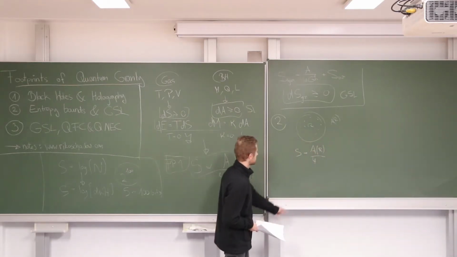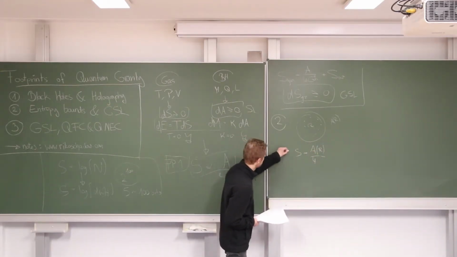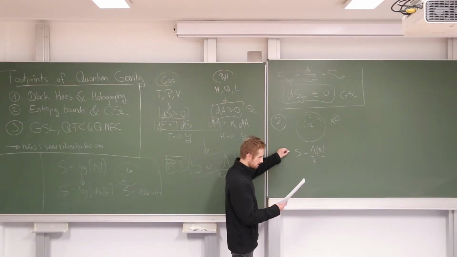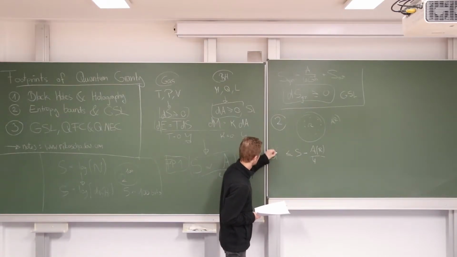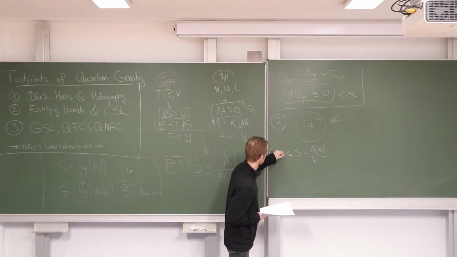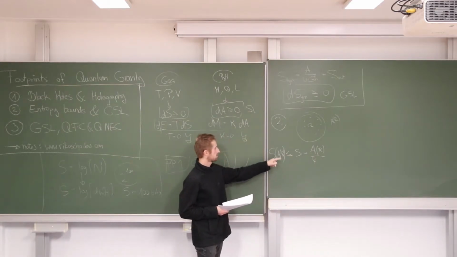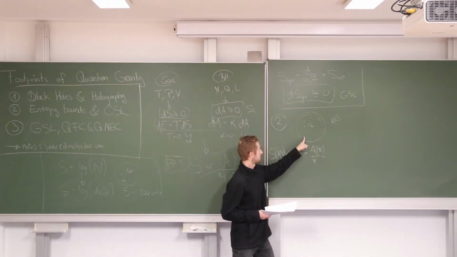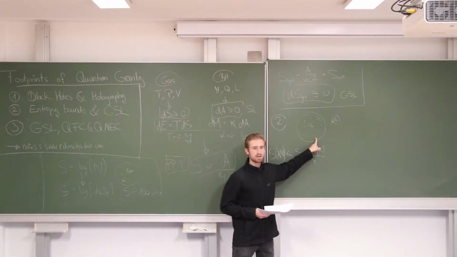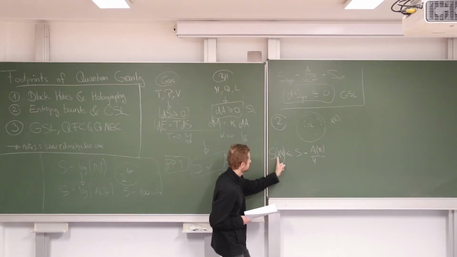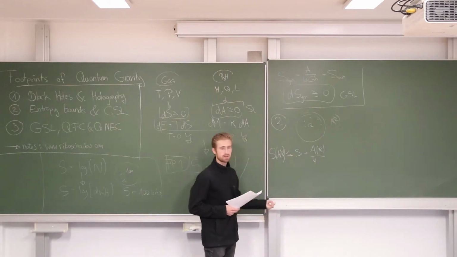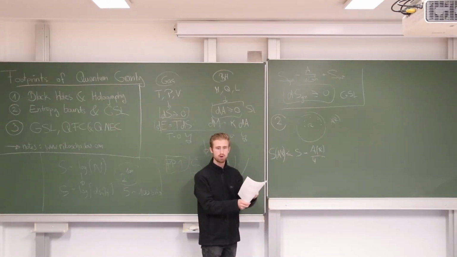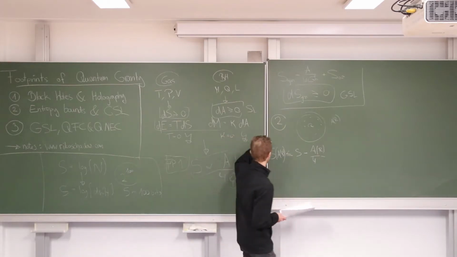So the entropy of a black hole is really the upper bound on the entropy within a certain region of space. Right? So this is the entropy within this region of space, and there's no way this can be larger than the entropy of a black hole with this area, if we want the second law to be obeyed during black hole collapse. Alright, so this is an entropy bound.